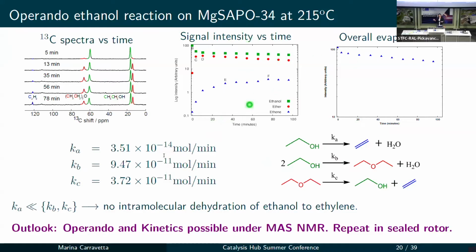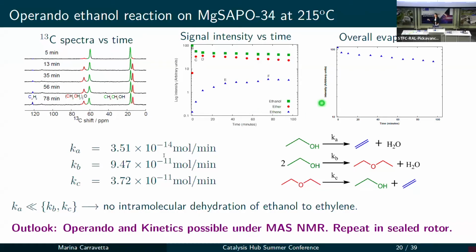Now, the drawback of this approach in the way that it was set up by us at the time is that the NMR rotor was not entirely gas tight. So as we heat up the system to 215 degrees, if the seal is not perfect, we can have at the same time a little bit of evaporation of the samples, because at 215 degrees, ethanol, diethyl ether, and ethylene should all be gases, so they can leak.